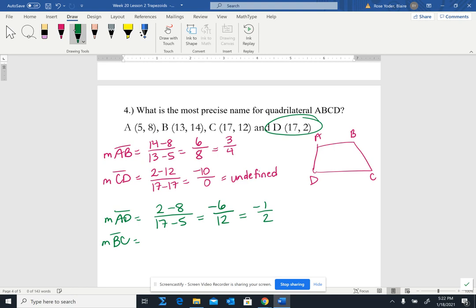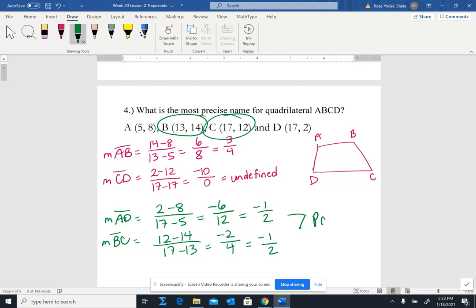And then my last slope that I'm going to find is BC. 12 minus 14, 17 minus 13. Negative 2/4. Okay, first glance that looks unrelated, but then I simplify it and I get -1/2. So those are parallel because they have the same slope.